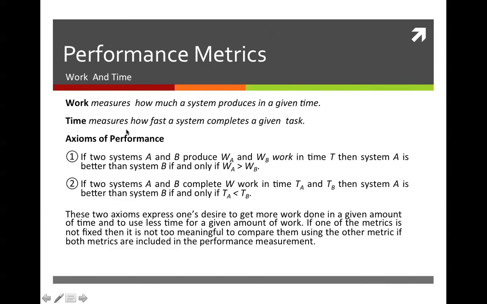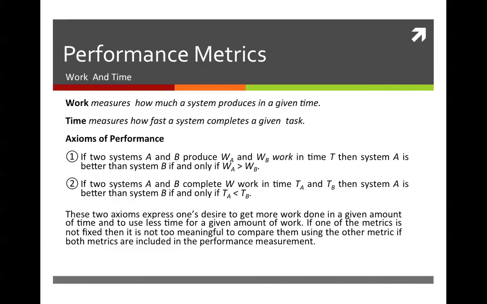So we can then derive from these two notions what we call the axioms of performance. If two systems A and B produce WA and WB work in time t, that is in the same amount of time, then system A is better than system B if and only if the work that A produces is greater than the work B produces. I mean, it's very trivial. This is the sort of notion that would give us a metric to compare two systems for work.